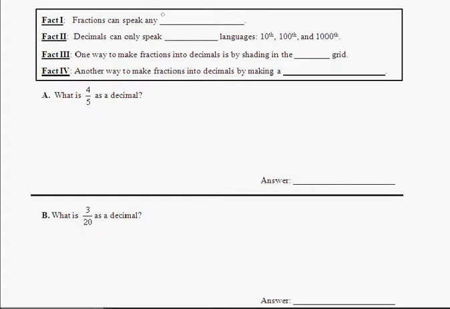A review from last time. As I hope you now know, fractions can speak any language. You want to make a fraction speak 7-ish? That's 2/7 or 3/7. You want a fraction to speak 15-ish? Do 4/15 or 7/15 or 9/15. But decimals, on the other hand, at least for 5th grade, only speak 3 languages: tenths, hundredths, and thousandths. Those are the blocks on Thuggish Ruggish Road.